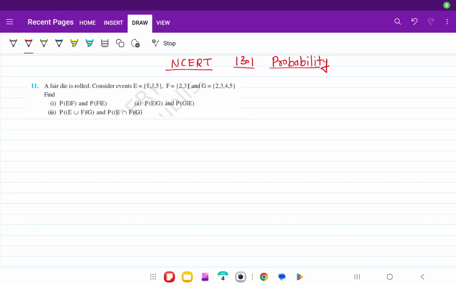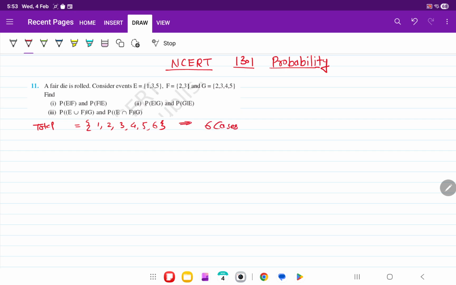Hello everyone, I am solving NCERT probability exercise 13.1. Question number 11. They are saying a fair die is rolled. A fair die rolled means total cases are how many? Total cases are 6, correct? 1, 2, 3, 4, 5, 6. So total 6 cases. Perfect.